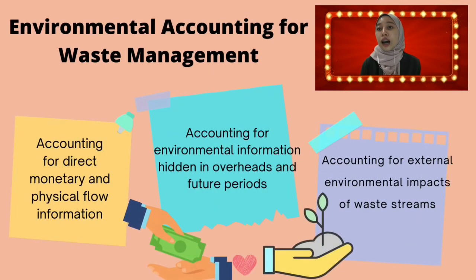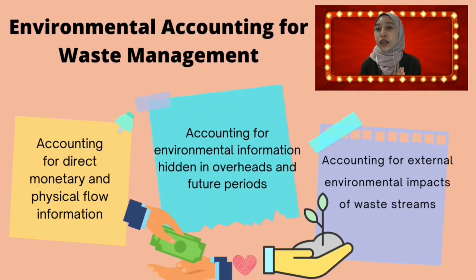Furthermore, there is environmental accounting for waste management, which is first, accounting for direct monetary and physical flow information. An example of physical information is the quantity of waste, like how much garbage waste is collected or landfilled. Next is recovery quality information, such as how much waste is recycled after sorting at a material recovery facility. Then monetary information is cost and expenditure information associated with the physical waste flows and activities.